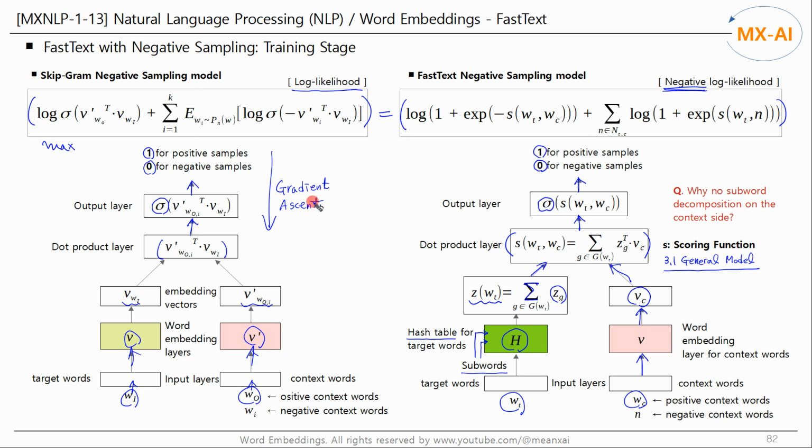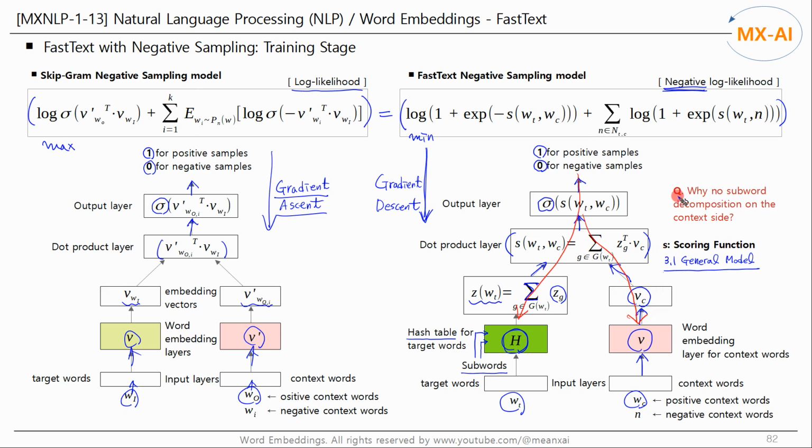More precisely, the original skipgram model uses gradient ascent to maximize the log likelihood function. FastText instead uses gradient descent to minimize the negative log likelihood function. Through backpropagation, the parameters of the hash table and the context embedding layer are updated using gradient descent. Since the gradient flows through two separate branches, the two parameter sets are updated independently.